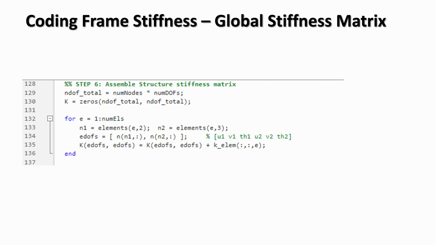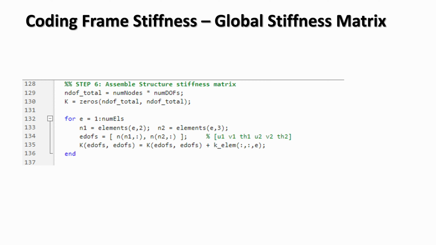First, we need to compute the total number of degrees of freedom, which is simply the number of nodes multiplied by 3 degrees of freedom per node. Using this, we first initialize the global matrix K as a square matrix of the appropriate size. We then loop through each element. For every element, we extract the degrees of freedom associated with its 2 end nodes. These are listed in the matrix N that we created during the numbering stage.